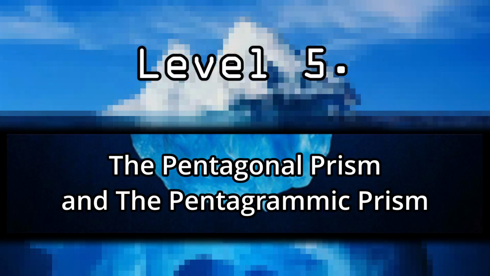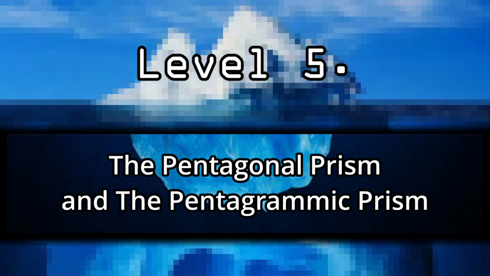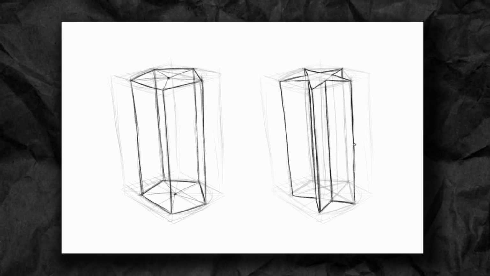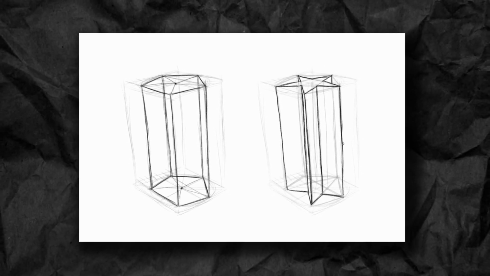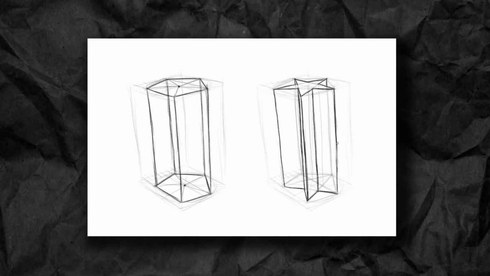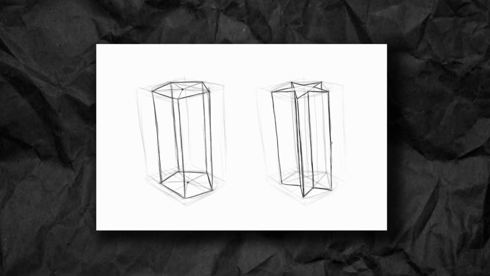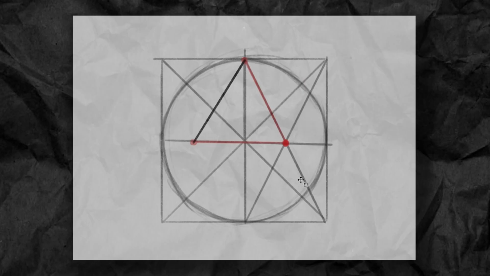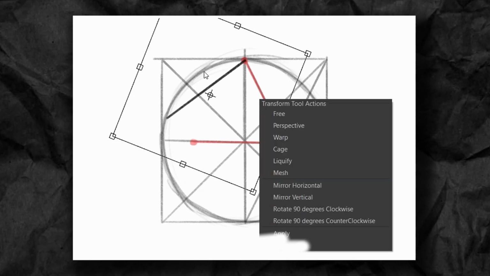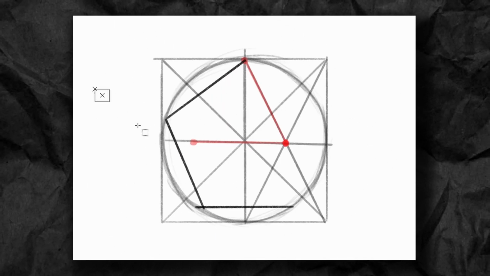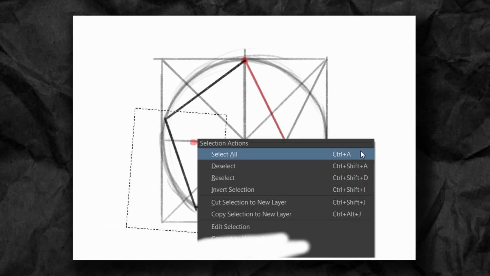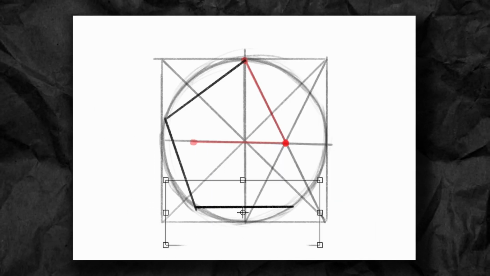The Pentagonal Prism and the Pentagrammic Prism. Both the Pentagonal and the Pentagrammic prisms can be drawn in the same way as any other prism. But of course, they wouldn't be on the 5th level if they were that easy to draw. The main problem you will encounter when drawing them is doing all the measurements in perspective. So here's a simplified way of drawing their bases that will get you similar results.